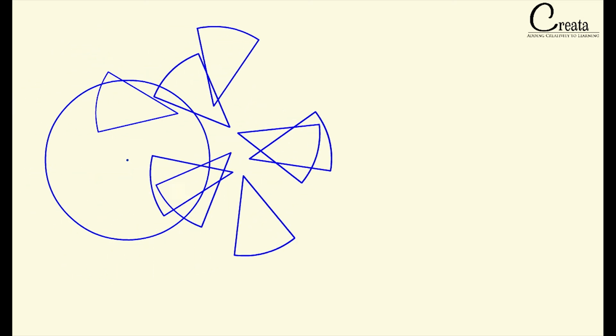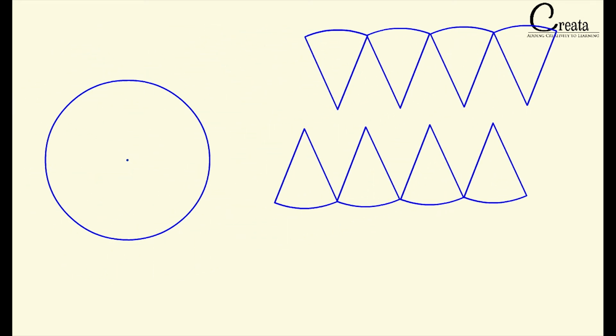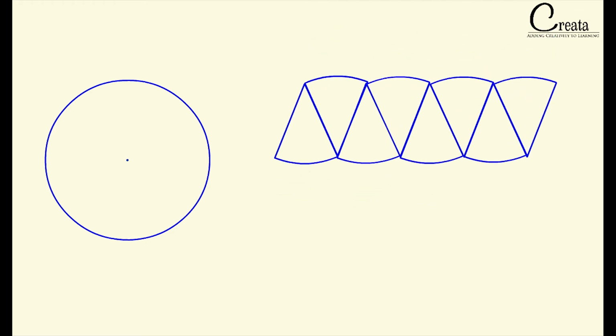Let's have a circle. We have to calculate the area of the circle. Let's divide the circle into equal parts. Let's take these parts out of the circle. Let's take half of the parts on the upper side and half of the parts on the lower side. Let's join them. We got a figure. Are you able to observe this is somewhat resembling a rectangle? Not a perfect rectangle, but somehow closer to a rectangle.